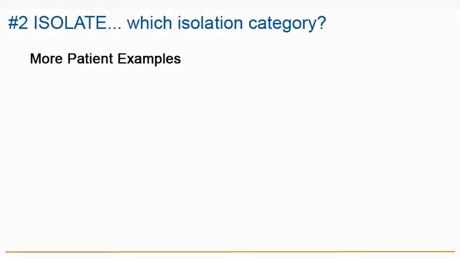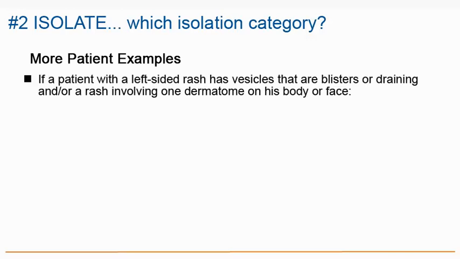Let's look at a few more patient examples to determine which isolation precaution category is appropriate. If a patient with a left-sided rash has vesicles that are blisters, or a rash involving one dermatome on his or her body or face, what precautions would you need? In this situation, you should order contact precautions.